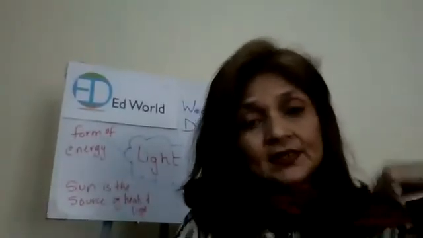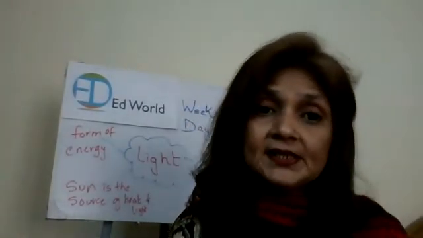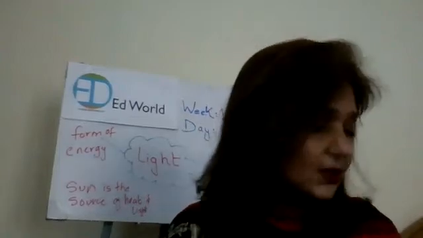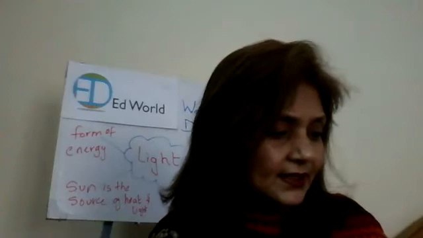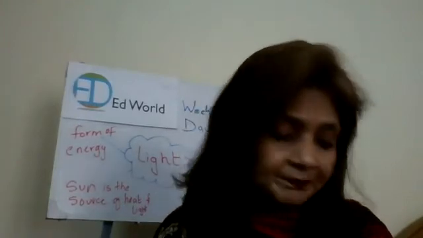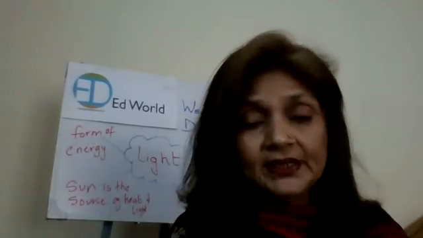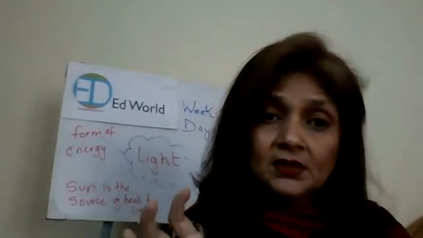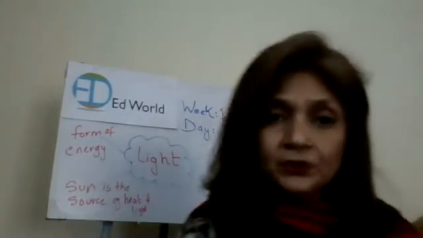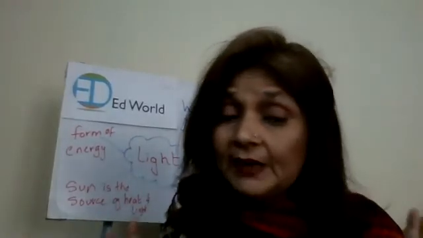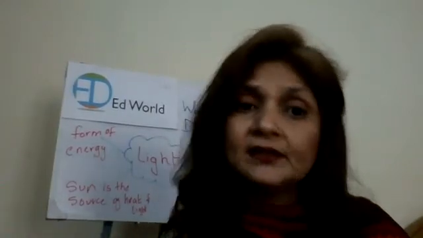Now, what is a reflector? Now you will say, teacher, what is a reflector? Reflection is the bouncing of light off objects. When the light bounces off the object, that is reflection. The light bouncing off of objects, that is a reflector.